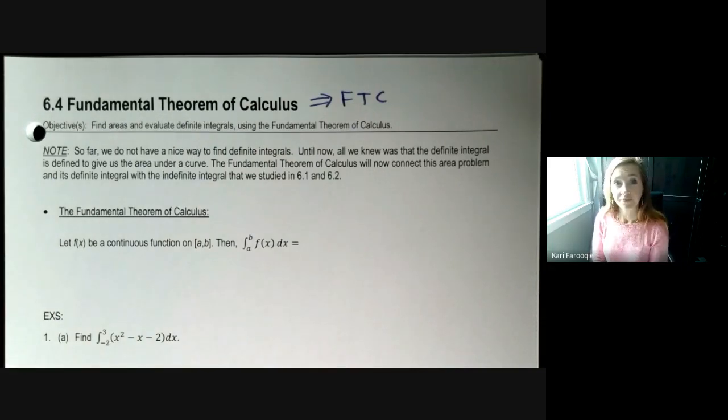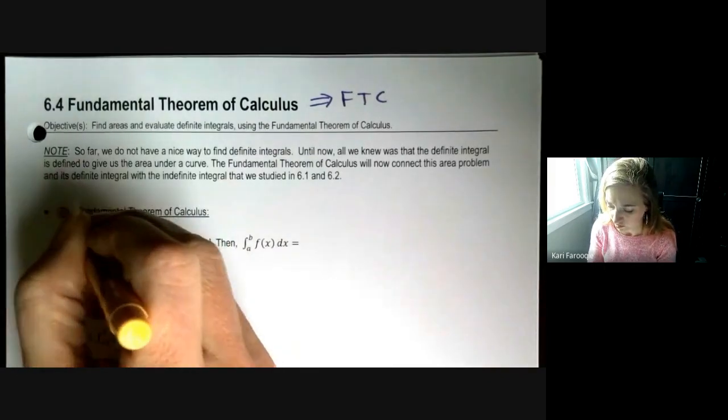All right, so far we don't have a nice way to find definite integrals because we had to compute a bunch of crazy sums in 6.3 that we decided we were going to do. It's crazy. Until now, all we knew was a definite integral was defined to give us area under a curve. The FTC is going to connect the area problem and the definite integral with the indefinite integral from 6.1 and 6.2. So here's the FTC in all of its glory.